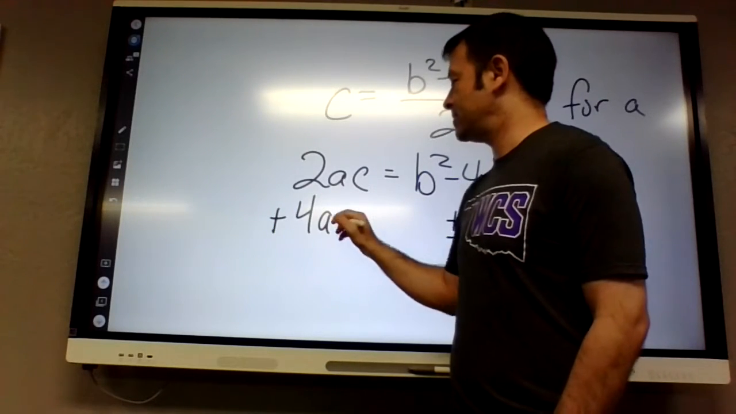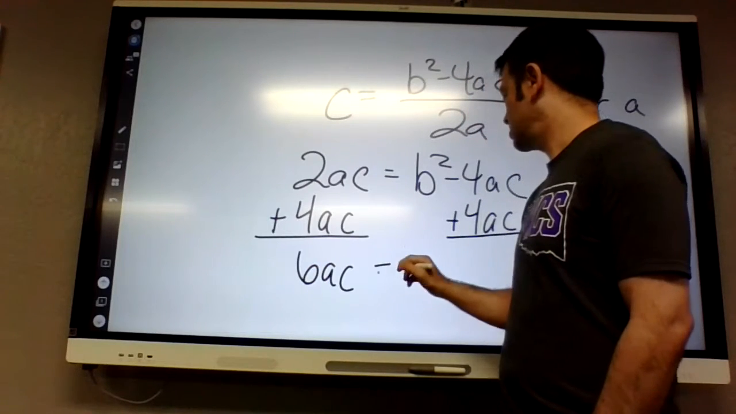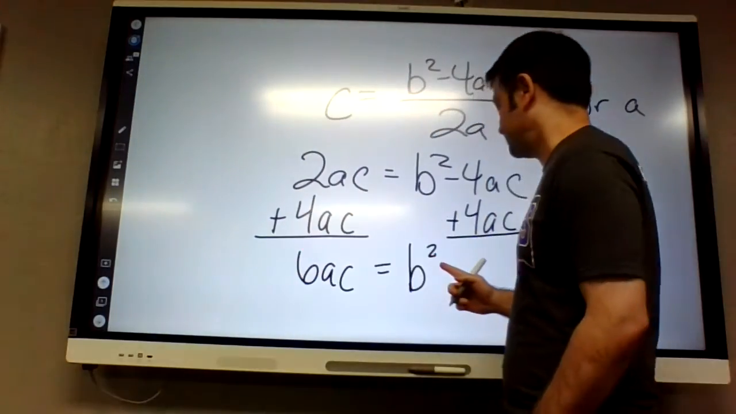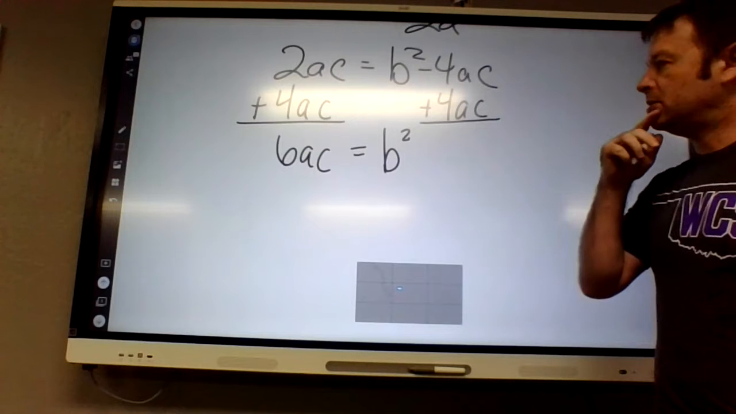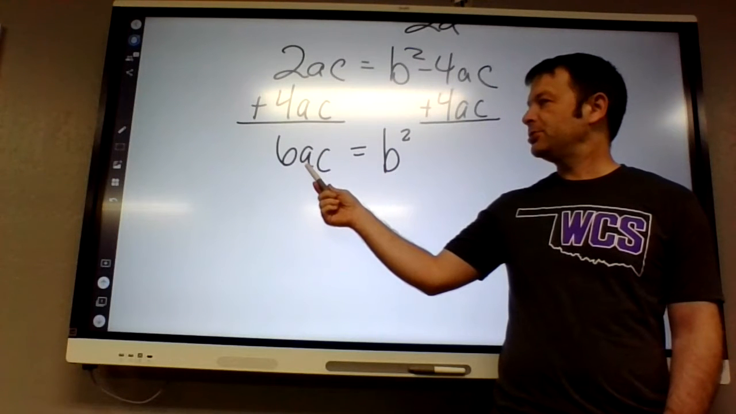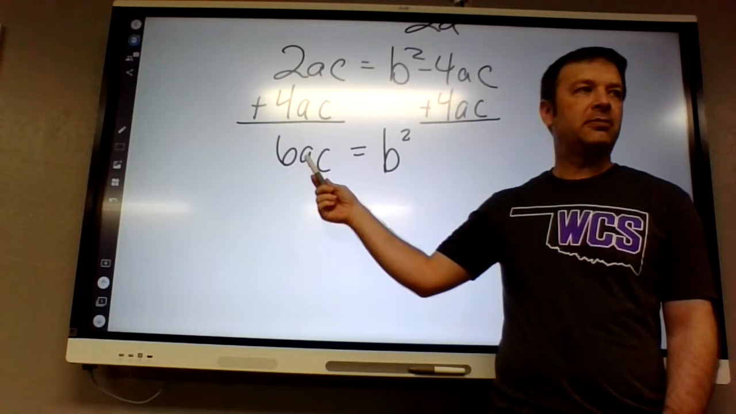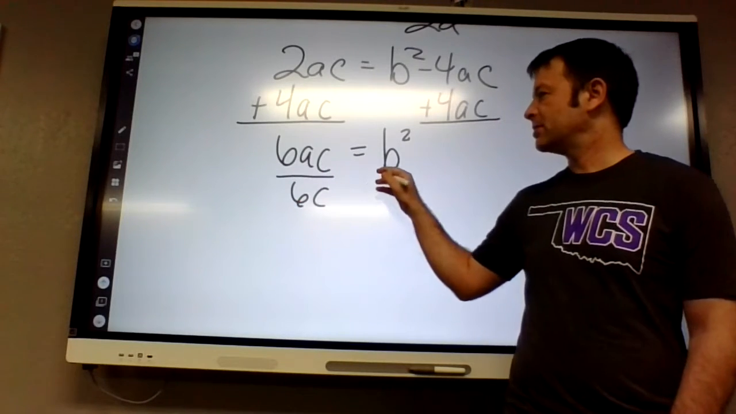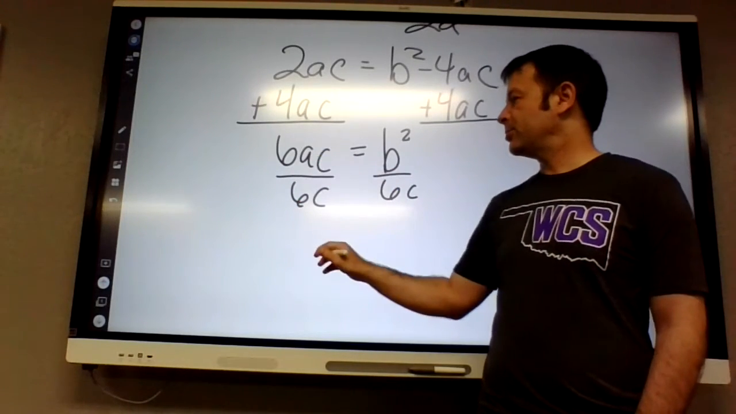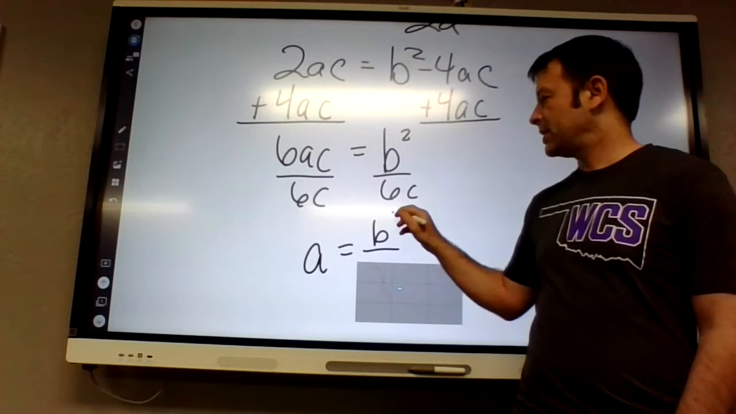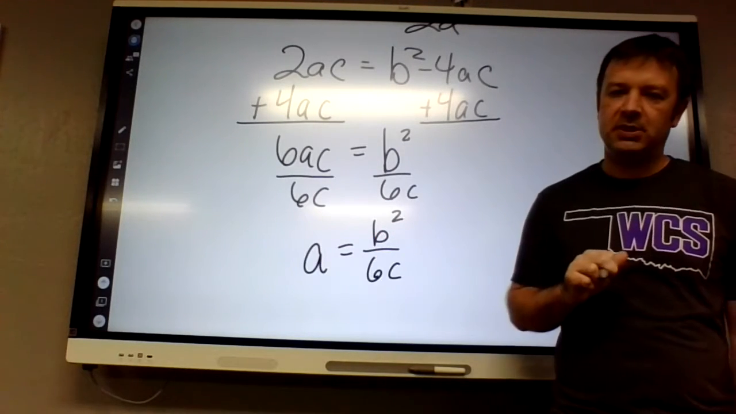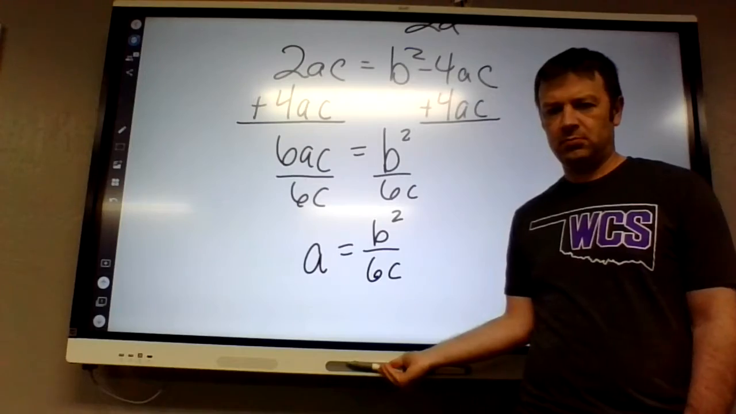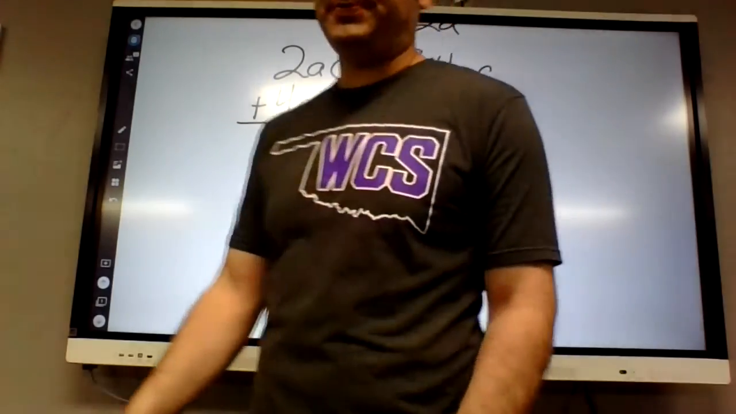What's 2AC plus 4AC? Oh, was that squared? Yeah. Okay. How do I get A by itself right here? Divide by 6C. And that goes away, and basically, that's it. 30 is not as much work as that one. What number is that one? 31.